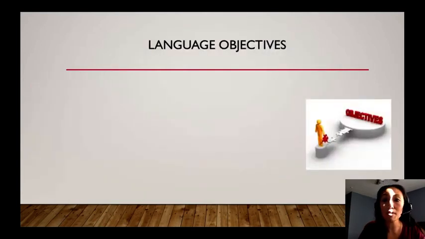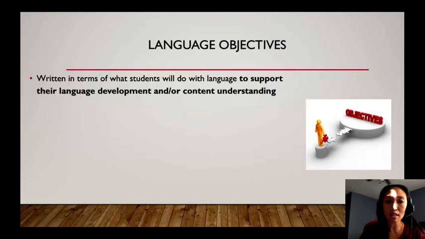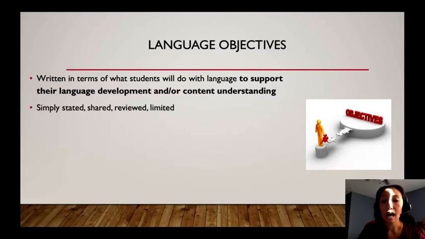So some key components of language objectives, similar to our content objectives. When we think about language objectives, they are written in terms of what students will do with language to support their language development and or their content understanding. So the language objectives are really written in terms of supporting language development and content. Again, they're simply stated, shared, reviewed, and language objectives should be limited. So we don't want to overwhelm language objectives, as we'll see in a second.